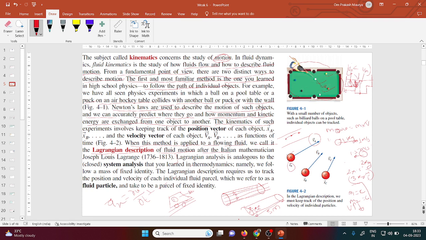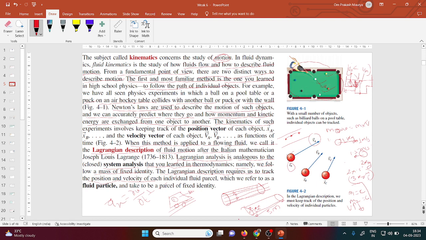There are several examples based on that. If you want, please follow up: just type in Google what types of equations are derived based on the Lagrangian description. Lots of equations are there, and the steps also will be there. So what is the Lagrangian analysis? It is analogous to the closed system. You know what the closed system is: the identity of the fluid particle should not change. That means if one particle is here, then similarly that same particle should be there, not another particle. That is the meaning you learned in thermodynamics. Francis, you can understand because your background is mechanical. Namely, we follow a mass of fixed identity. The Lagrangian description requires us to track the position and velocity.